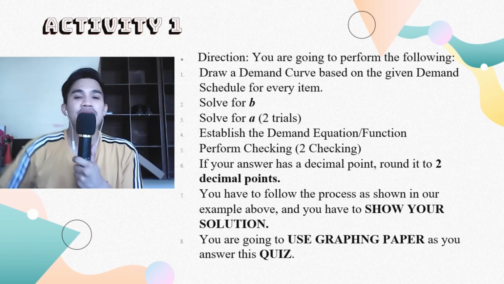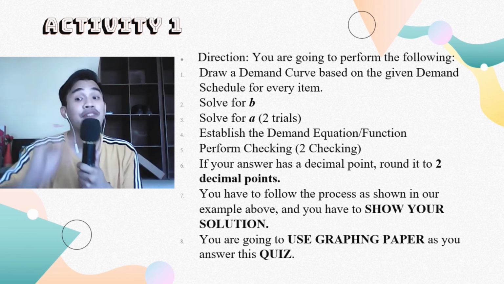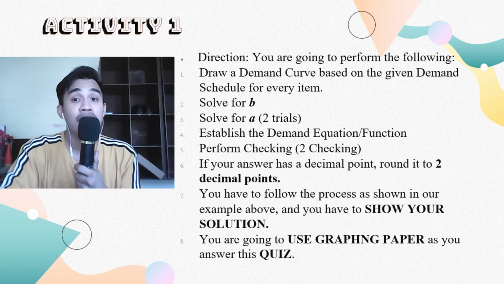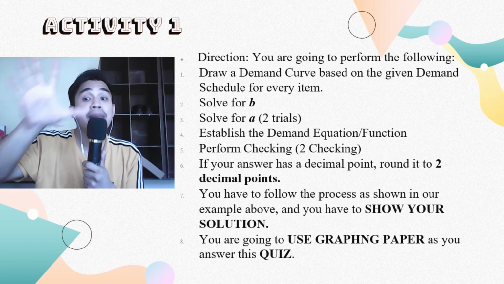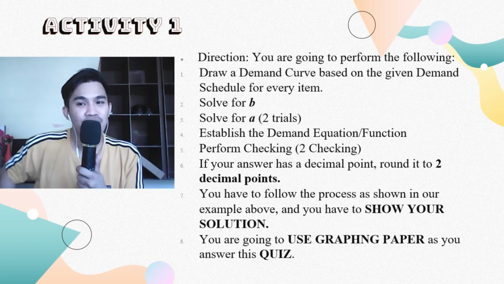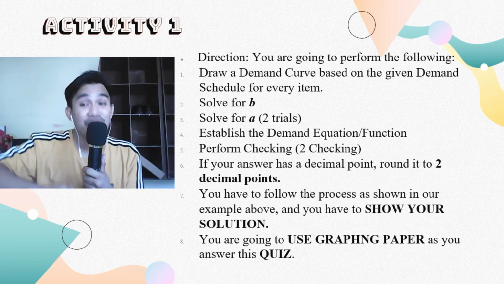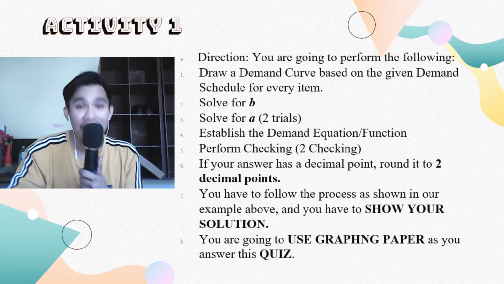So, for this activity, the direction is you are going to perform the following. So, kailangan i-follow talaga ito ha. For number 1, you have to draw a demand curve based on the given demand schedule for every item. So, there will be 5 items and merong 5 demand schedule. So, for every demand schedule, i-follow niyo yung procedure yung kanina. Okay? So, bali 5 kaing atuan inyong buhaton.